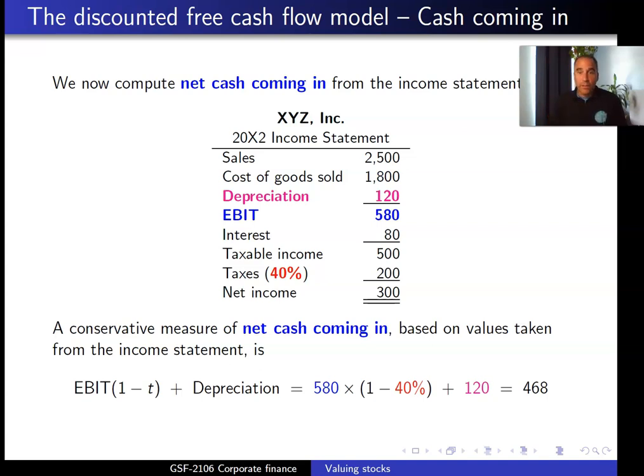But here take earnings before interest and taxes, so 580. We apply 1 minus 40%, so that's 60%, plus the depreciation accounting expense. So cash coming in could be estimated as 468 in this specific example. So this would be our net operating profit after tax. Now that would be the net operating after tax cash flow, the NOPAT, N-O-P-A-T.